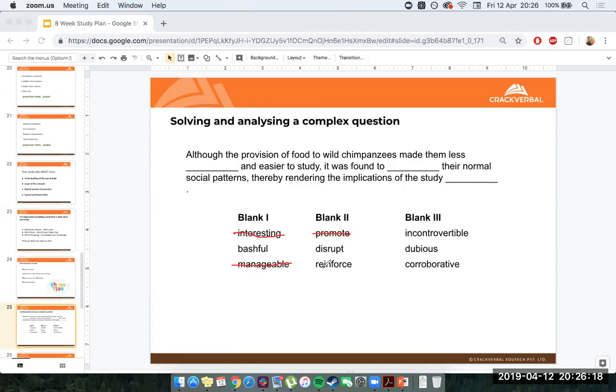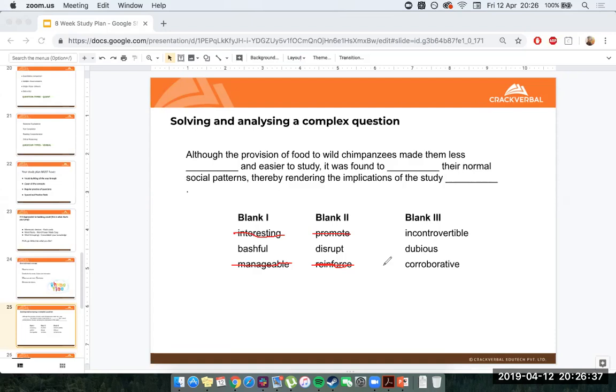Reinforce the normal social patterns. When you reinforce something, you make that thing more itself. If we're reinforcing normal social patterns, that means the normal social patterns are being done even more so. So that doesn't make sense either. We need to move on then to it being disrupt. Great, so let's see what else happens.